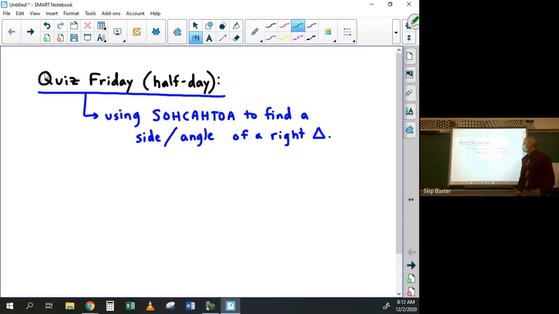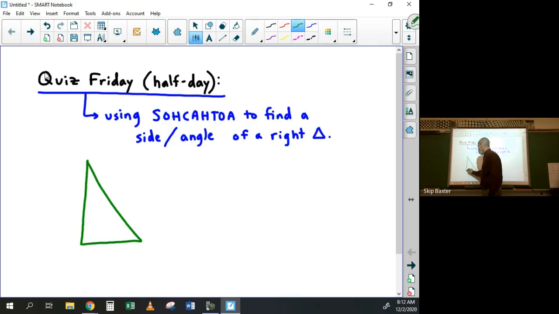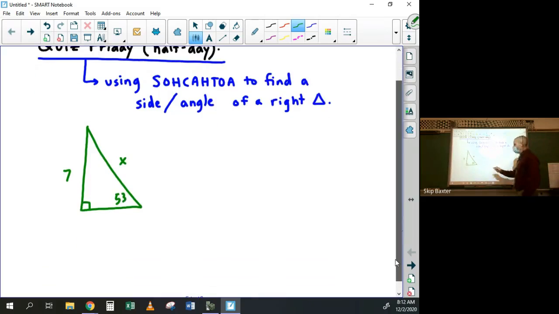So, for example, if they gave you a problem of a right triangle and they gave you an angle, like 53, and this side is 7, find this, then you should be able to do that. This would just be the sine function because this is the opposite over the hypotenuse. So you'd say the sine of 53 degrees is equal to 7 over x, and then cross multiply and solve.